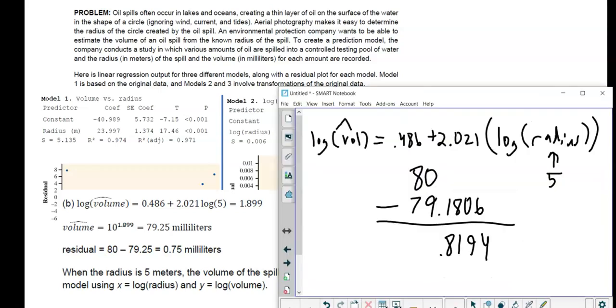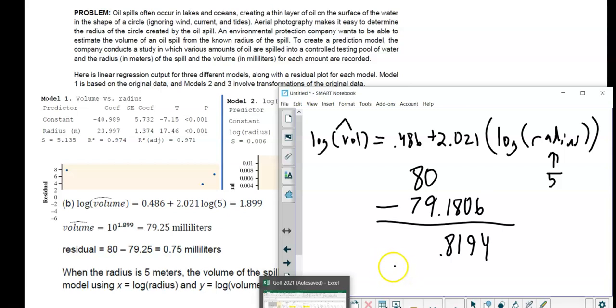Let's see what we had. So 79.25. I wonder if they rounded. I know we did our equation set up correctly. I have a feeling that's just a rounding error, and so I'm not worried about that. You show your work, you're good on that one.